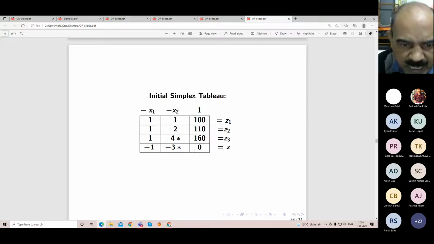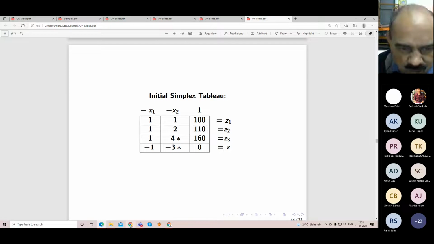Now, this table you can name as the initial simplex table. You can put table 0, T0, no problem. Or you can write initial simplex table. This is representing our problem. So from this, there is some summary. There are two categories of variables: basic variables and non-basic variables.